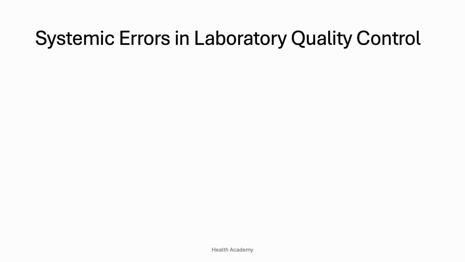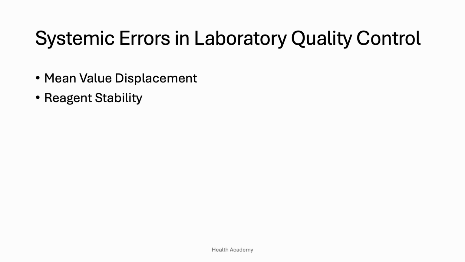Systematic errors in laboratory quality control. Systematic errors, in contrast to random errors, can introduce a consistent bias to laboratory results, necessitating thorough understanding and management to ensure diagnostic accuracy. Let's delve into the details of systematic errors. Mean value displacement. Systematic errors tend to shift the mean value consistently up or down.